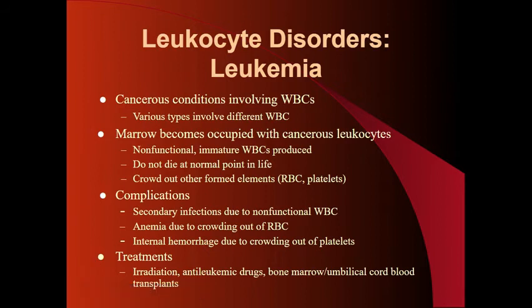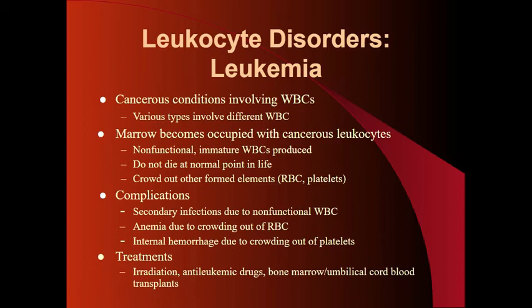Leukemia is one of the main leukocyte disorders. Leukemia is cancer of the white blood cells. There are many different types of leukemia, depending on what specific leukocyte is being targeted by the cancer. In general, what happens with leukemia is that the marrow becomes occupied with cancerous leukocytes. These are non-functional, usually immature white blood cells. They don't die at their normal point of life, so they kind of hang around, but they're non-functional.